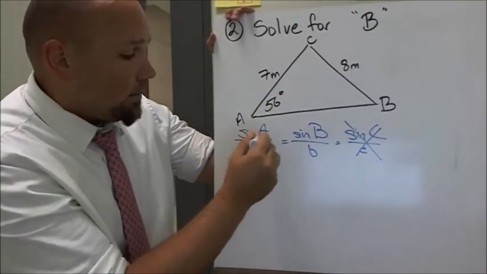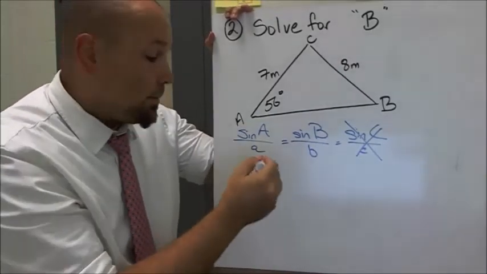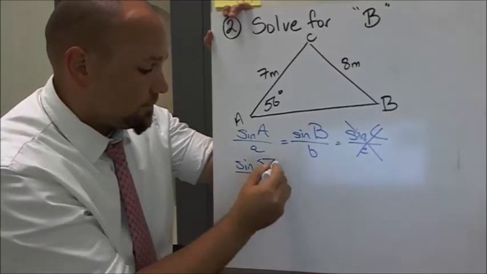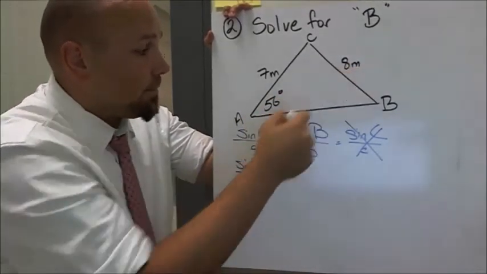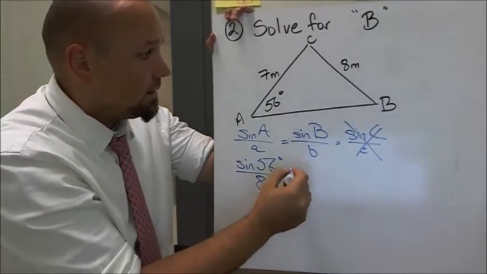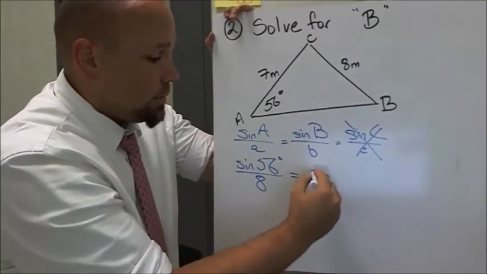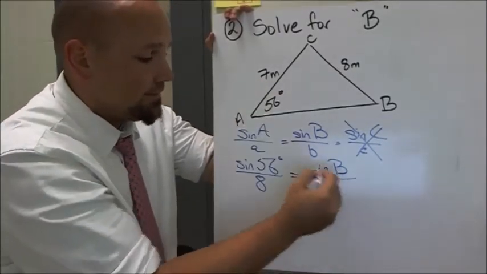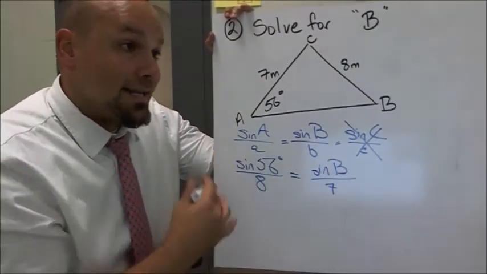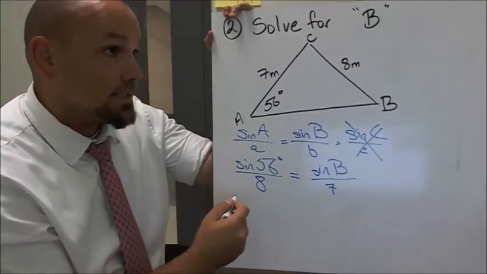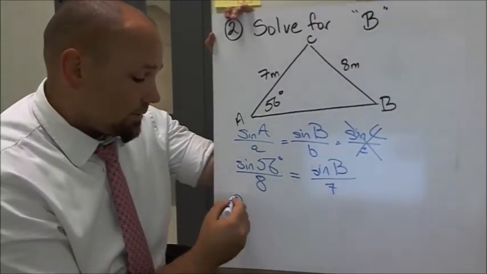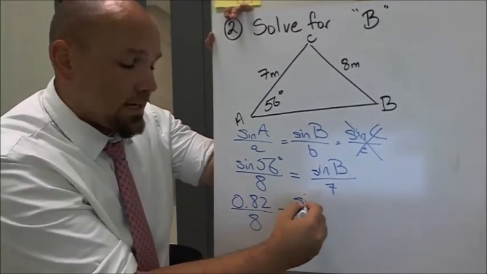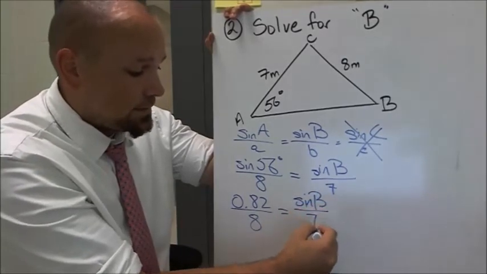So now I want to replace all the letters that I know with numbers. So sine A is 56. Little a is opposite of 8, so 8. Sine B, I don't know, so I'll leave it as sine B over 7. Okay? So let's enter into our calculator what we know. So sine 56, we put that in our calculator and we get 0.82 is equal to sine B over 7.